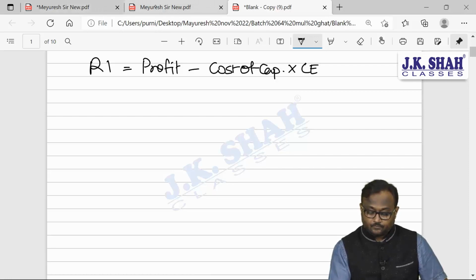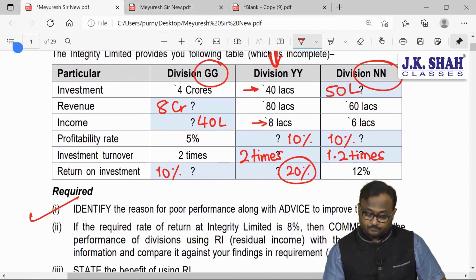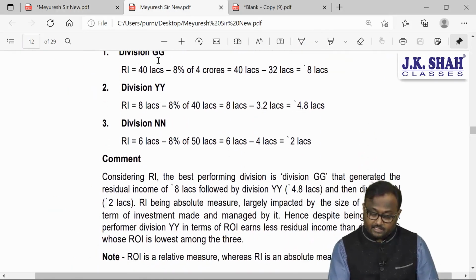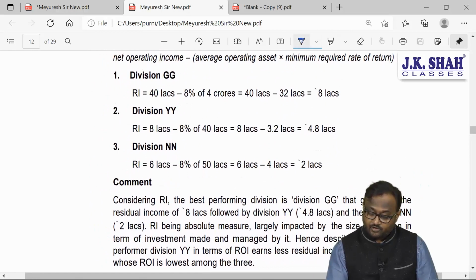Guys, you already have profitability. 40 lakhs, 8 lakhs, 6 lakhs. You already have profitability, guys.